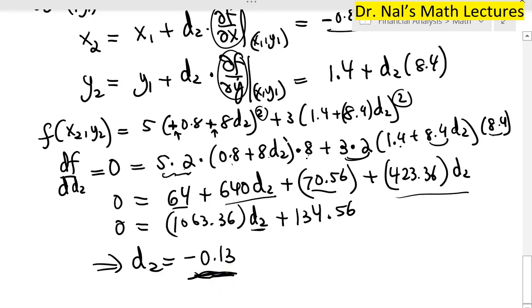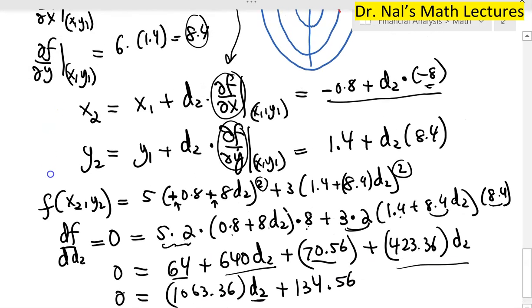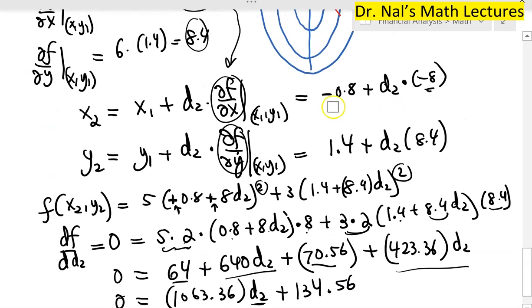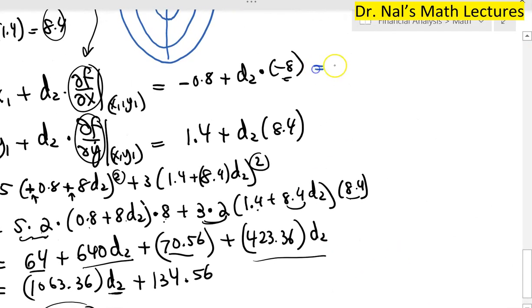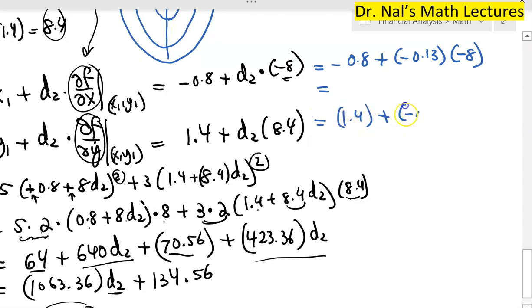So now I can go back to these and substitute the value of d2 that I have just found. This way I will be able to evaluate both x2 and y2. So again, minus 0.13 it is. So minus 0.8 plus minus 0.13 times minus 8. And then for the second one, let me write out the second one as well before I proceed further. Times 8.4.